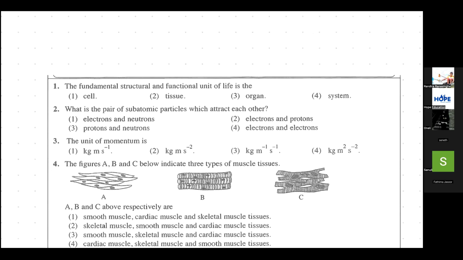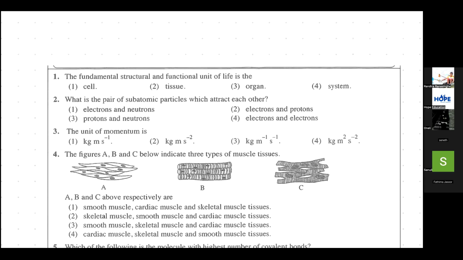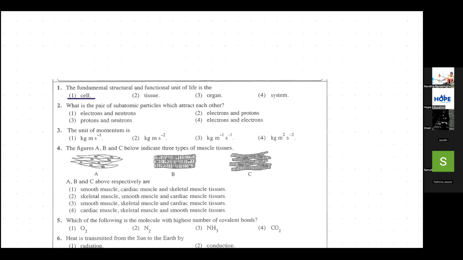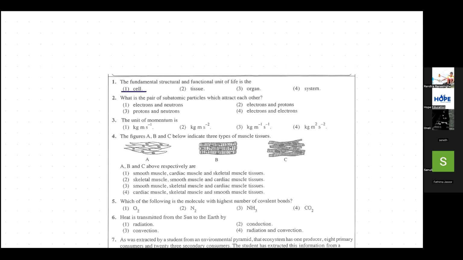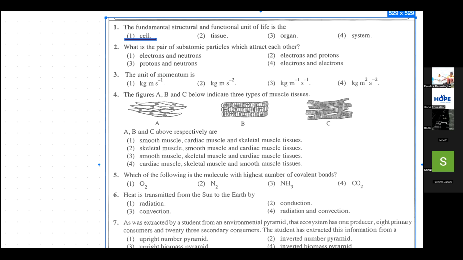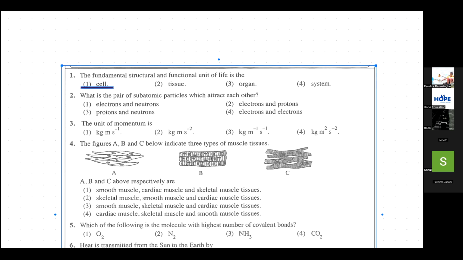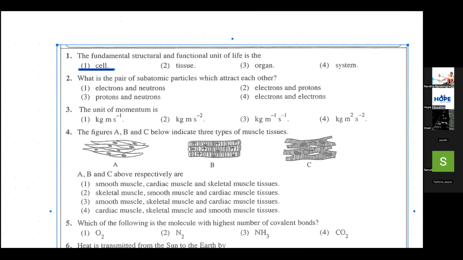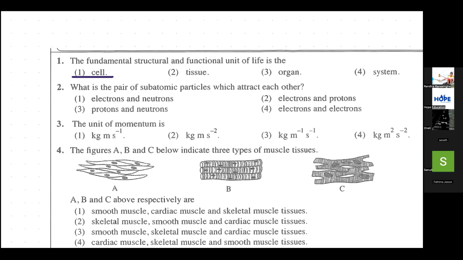The fundamental structural and functional unit of life is the cell, right? Let's discuss these eight at a time. They're very easy. What is a pair of subatomic particles which attract each other? We know electrons are negative, protons are positive, and neutrons are neutral. So obviously negative and positive attract. So it will be electrons and protons.